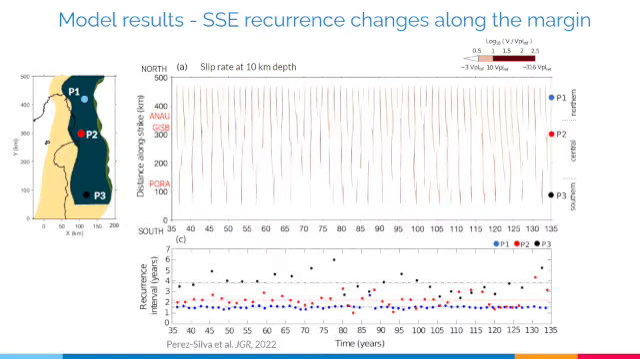So to understand the evolution of the slip rate on the fault, I plot here the slip rate at 10-kilometer depth over 100 years. This is for the representative model. And we see that SSEs arise as the brown stripes. We see that they arise periodically and that the period changes along the strike of the margin. So to quantify that change, we calculate the period, the recurrence interval, at these 3 points along the margin, and we show the results here.